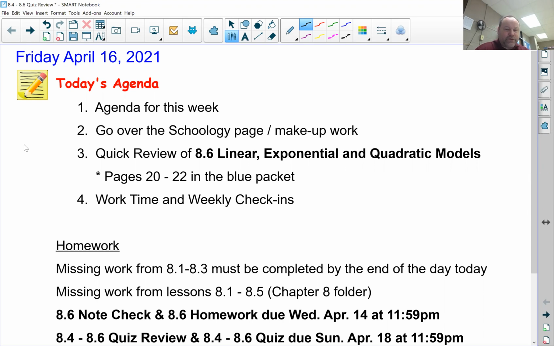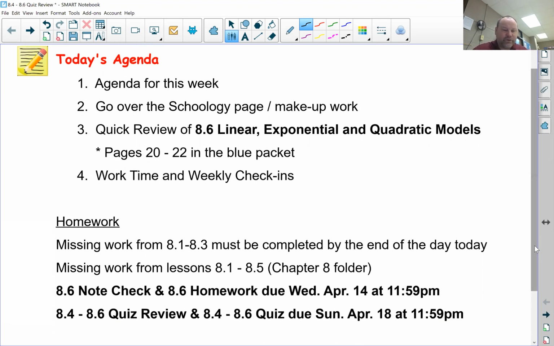Make sure, like I said, work from 8.1 to 8.3 needs to be done today by the end of the day, including the quiz. And then any other work from chapter 8 needs to be done. Again, if you're trying to stay on track, the note check and the homework from 8.6, which was assigned on Tuesday, should be done already. Your review and your quiz should be done by the end of the weekend.